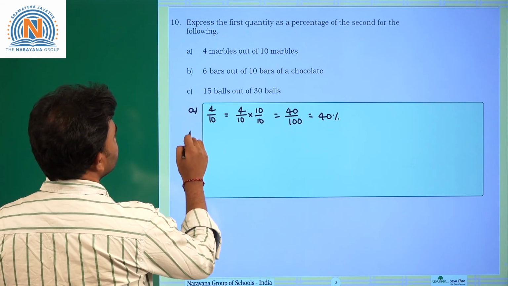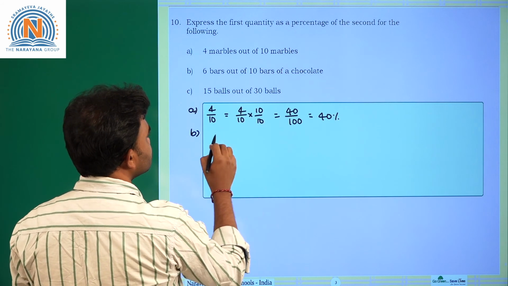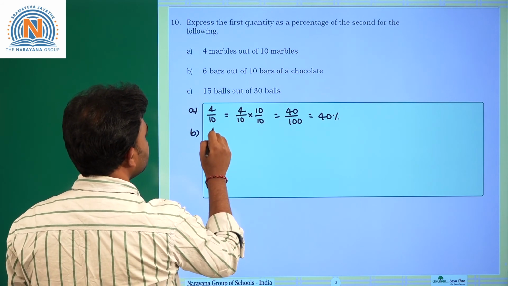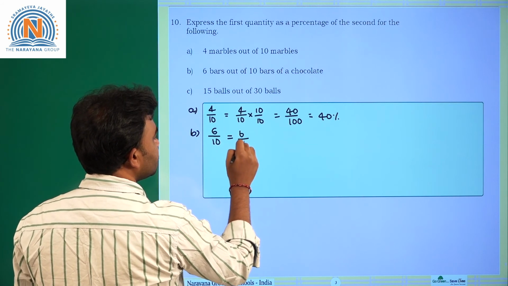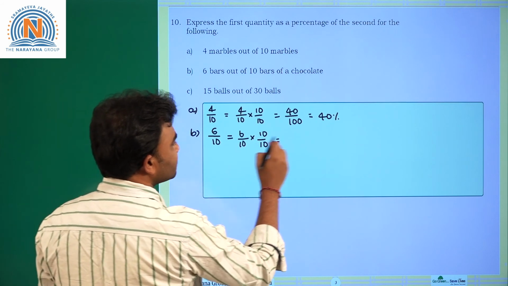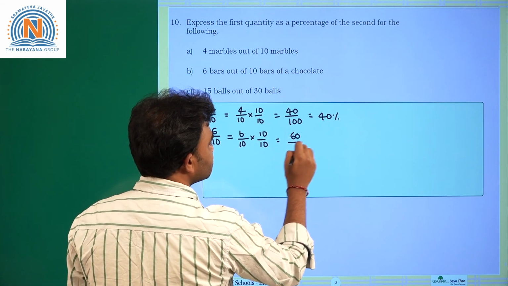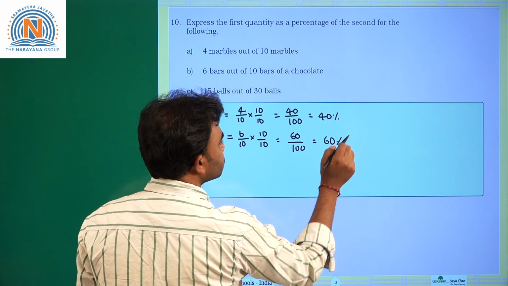Okay. Next one, second one, B. 6 bars out of 10 bars of a chocolate. So that can be written as 6 by 10. It is equal to 6 by 10 into 10 by 10. Make the denominator 100. 6 into 10 is 60 by 10 tens 100. It is equal to 60%.